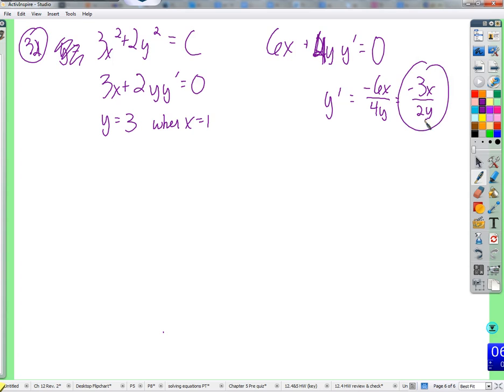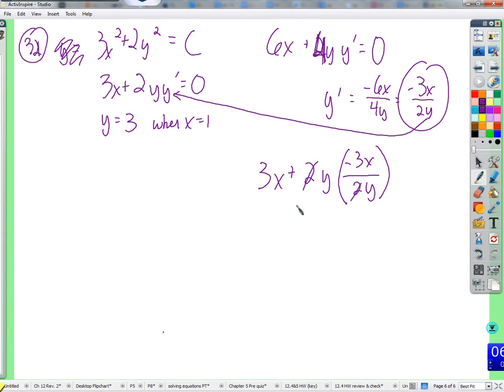And then we'll take this, put it right there. See if we can get that thing to come out to be 0. We might have to do some other substitution, but we'll see how it comes out. So 3x plus 2y times negative 3x over 2y. The 2's cancel. The y's cancel. We get 3x minus 3x. Beautiful! Zero.